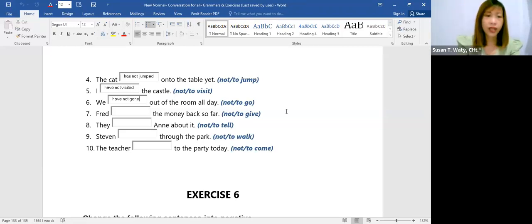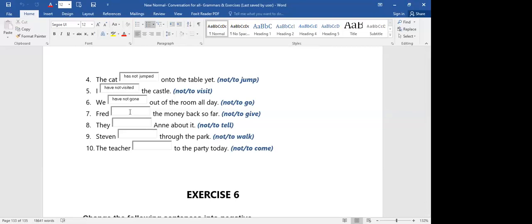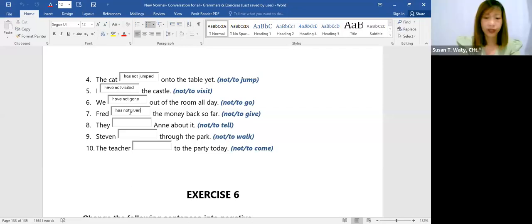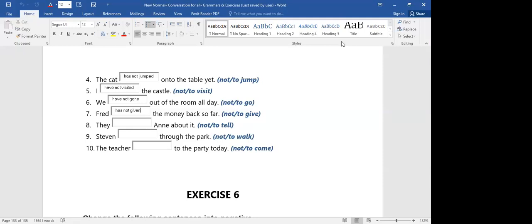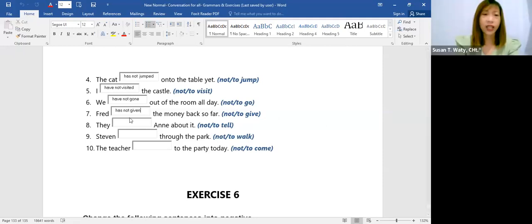Now, number 7. Fred, blah, blah, blah, the money bag so far. I'll have Yusuf try number 7. Fred has not given the money back so far. Very good. Okay, perfect. Thank you, Yusuf. You're welcome. Fred has not given the money back so far. Fred belum mengembalikan uangnya sampai saat ini.